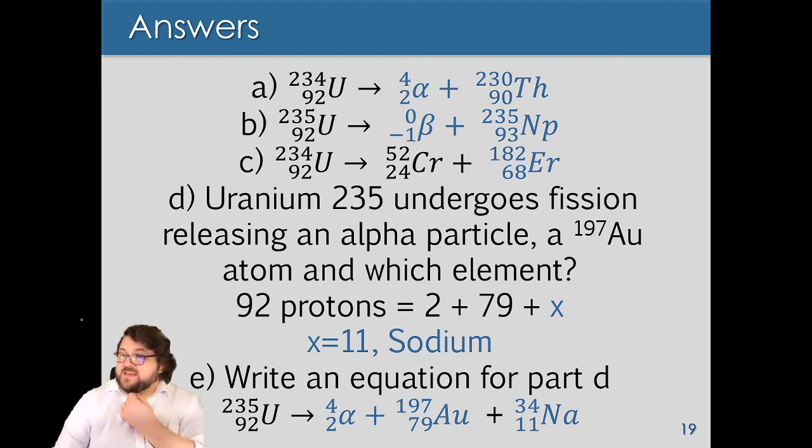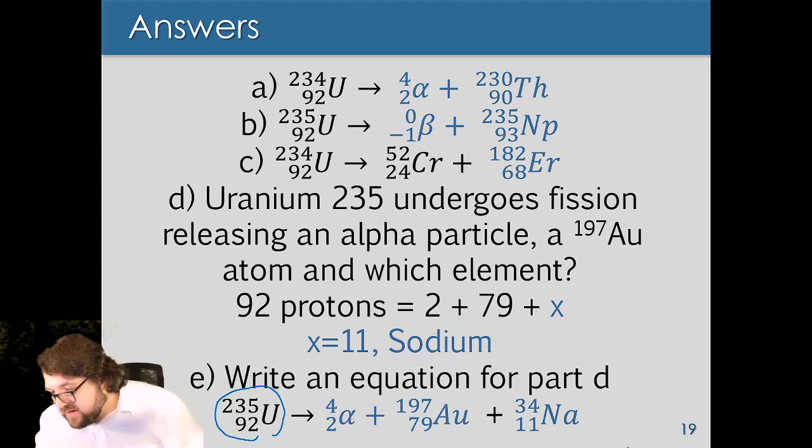Now down here, the next question, uranium-235. So this time the mass number is going to be 235, not 234, there. So that's what we've written in the equation at the bottom. Uranium-235, there, undergoes alpha decay to make a gold atom of 197. So we knew the mass number of gold there. And what else? Well, again, you're just basically rearranging this equation and you end up with a sodium-34 atom.